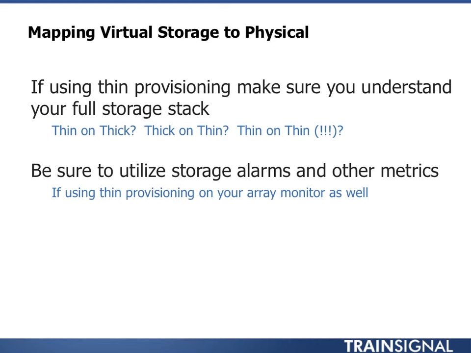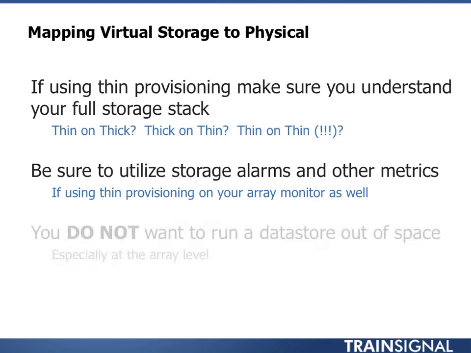Be sure to utilize storage alarms and other metrics. So if you're using thin provisioning on your array, monitor that as well, but make sure you go into vCenter and you set your storage alarm so when you hit 80, 85, or 90% usage, you start getting alerted. VMware is going to tell you, and I'll kind of tell you that, they want 80% maximum, 20% free for things like snaps and other stuff. If you have a 50 terabyte LUN and datastore, I'm not going to tell you to leave 10 terabytes free, but you definitely want to leave some, so adjust those alarm thresholds accordingly.